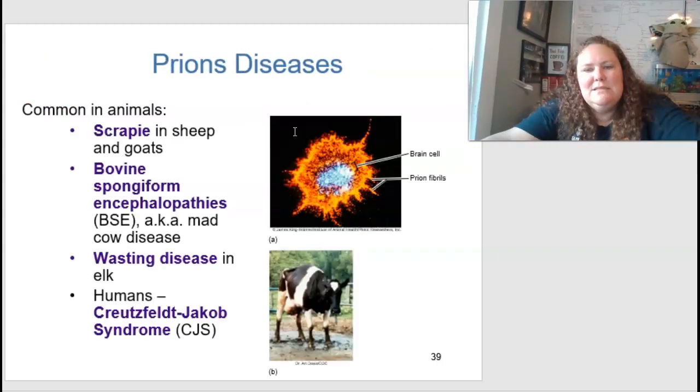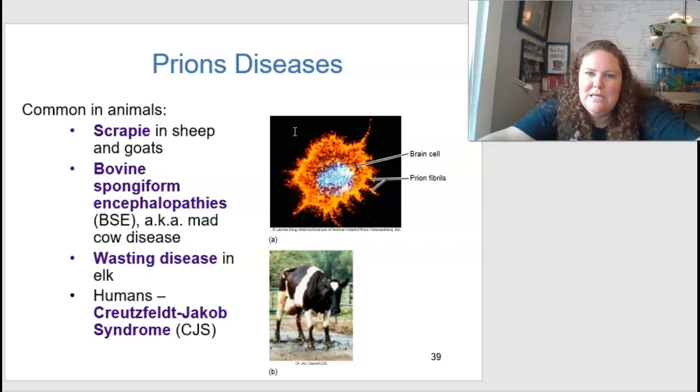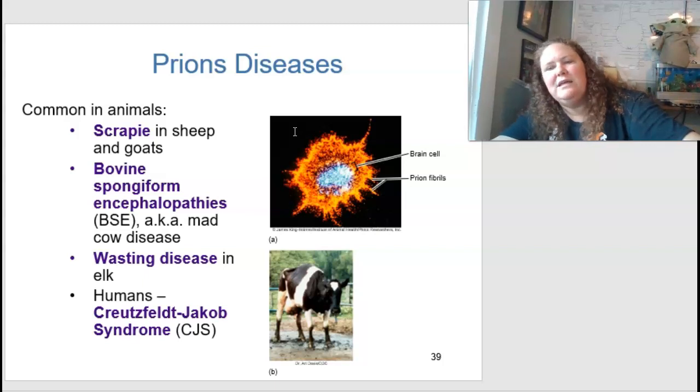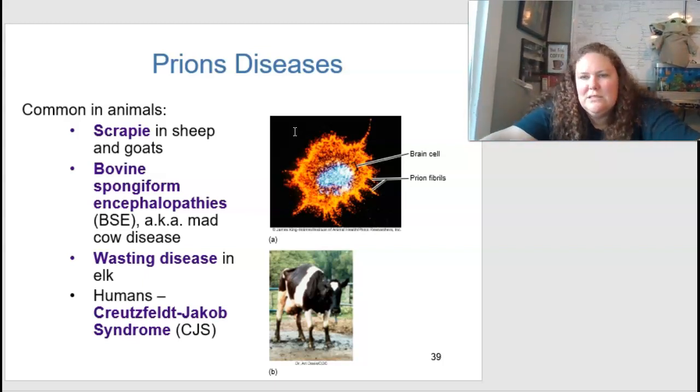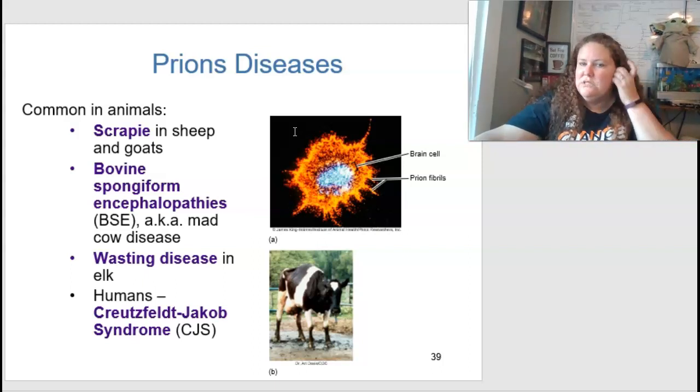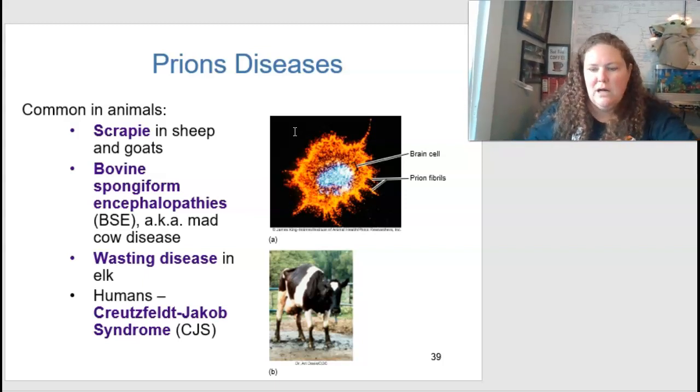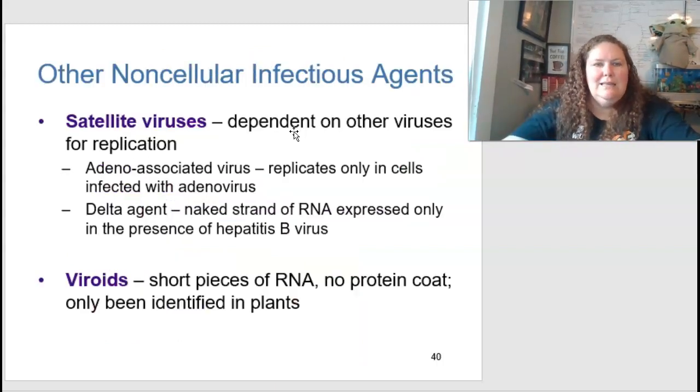Some of these prion diseases are common, like scrapie in sheep and goats. Basically, they lose their balance and they're itchy, so they go up against a fence and scrape up alongside of it. That's why it's called scrapie, right? We also have bovine, which is cow, spongiform encephalopathy, shortened BSE, and this would be mad cow disease. We have chronic wasting disease in elk, and actually in deer too, right? And then in humans, we can also have Creutzfeldt-Jakob syndrome, which is caused by prions. All right, last slide.